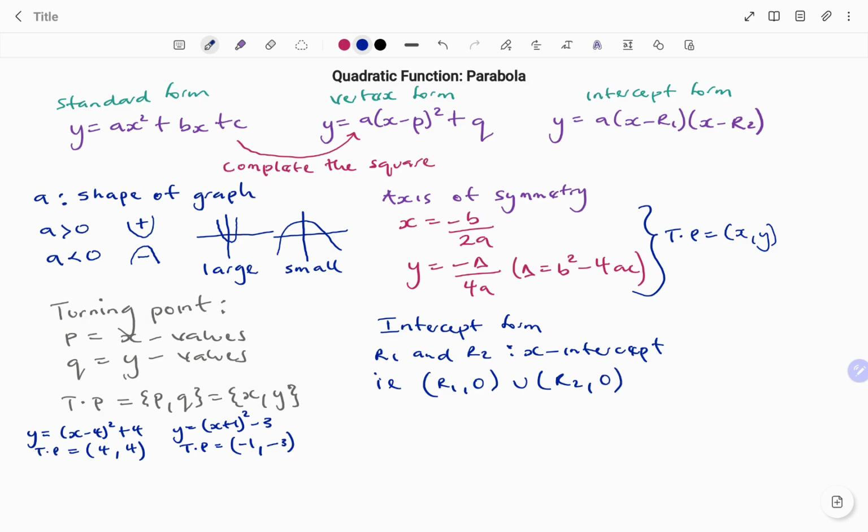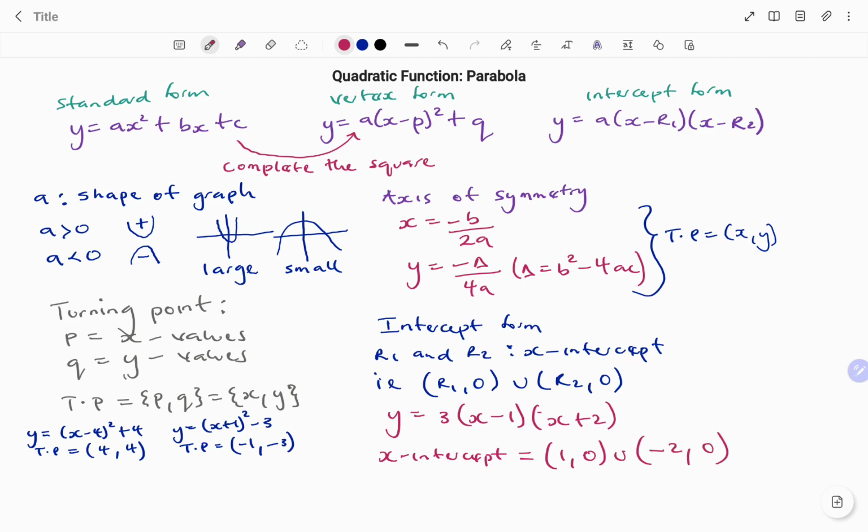For example, if I have y equals 3(x minus 1)(x plus 2). Remember, this form is the intercept form. The x-intercepts, as given in the equation, will be 1, the value of y is 0, and the value of x will be minus 2 and 0.